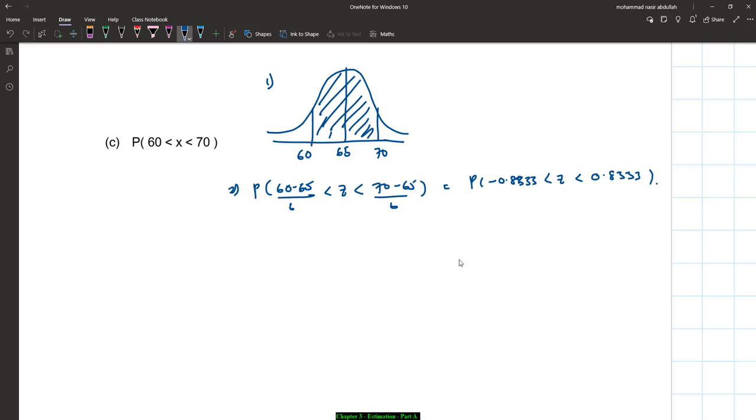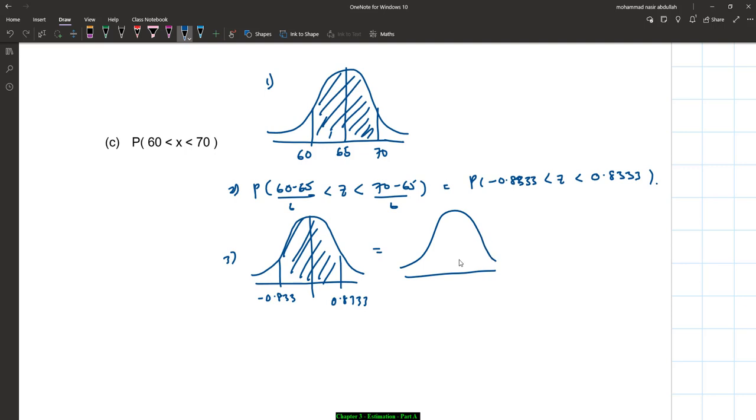Remember in the previous step, example, to find this area, let's say we draw the whole thing. Let's say we want to find negative 0.833 and 0.8333. So this is the area that we want to find. It's also equal to, using the color, this.